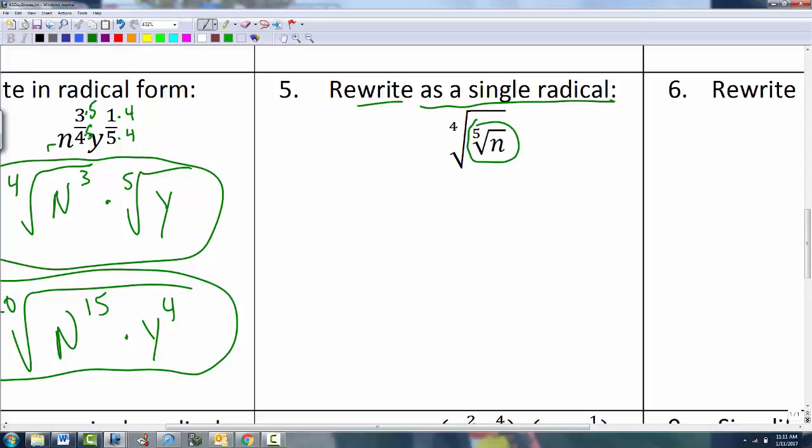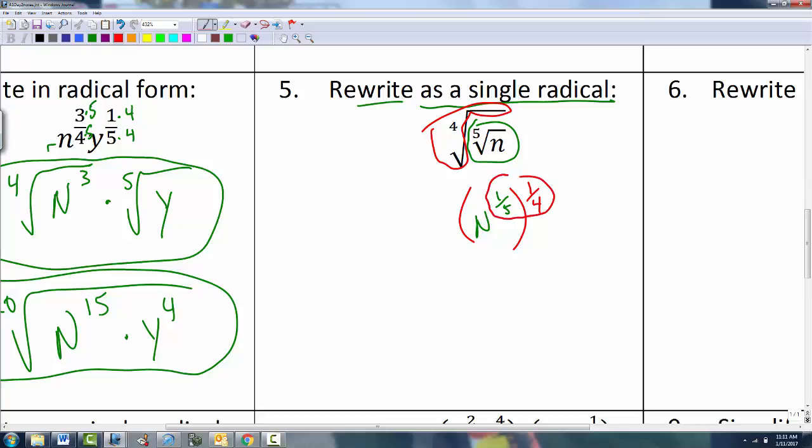We broke this down. The fifth root of n is n to the 1/5. That's that rule that we talked about. What's the fourth root of something? Well, that's raised to the 1/4 power. So this is how we analyze, how do I get a single radical out of this?